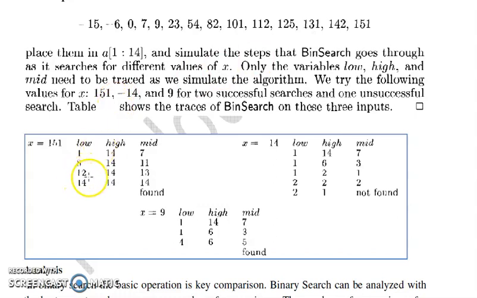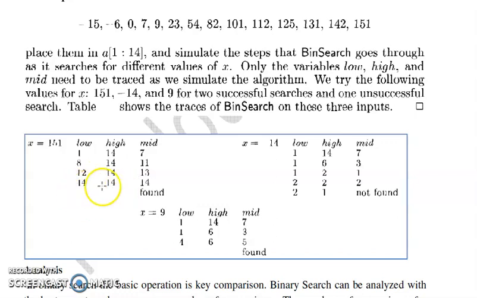As you can see in the third iteration, low changes to 12 because the middle element is 11, so it becomes mid plus 1. The high value remains as it is. Again we take the average: 12 plus 14 divided by 2 is 13. So the 13th element is the middle element. Again we check whether it is equal to the middle element. No. The key element is again higher than the middle element, so again we search towards the right. Now low becomes mid plus 1. Mid is 13, so in the next step low becomes 14 and high is 14.